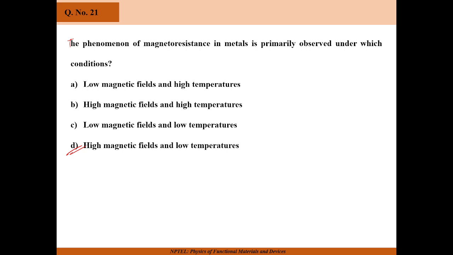If it is working at room temperature, say 25 degrees Celsius, and working very well at comparatively low magnetic fields, then it is very fine. You don't need Teslas of magnetic field to see such a phenomenon. You need only a few gauss of magnetic field.